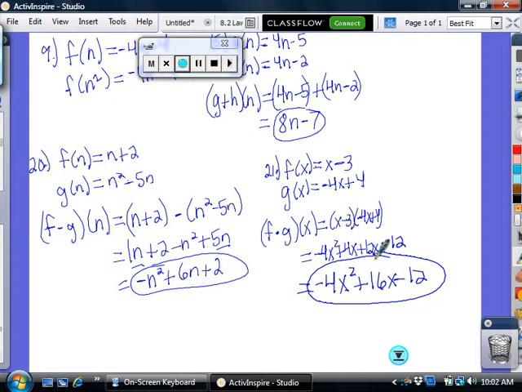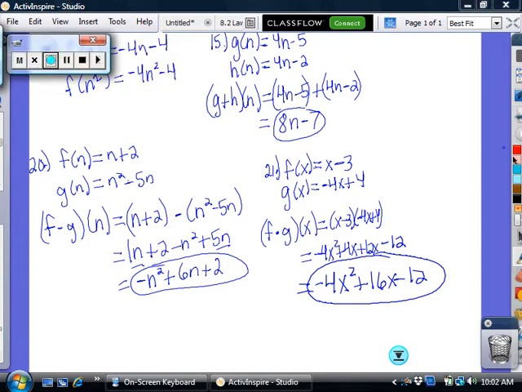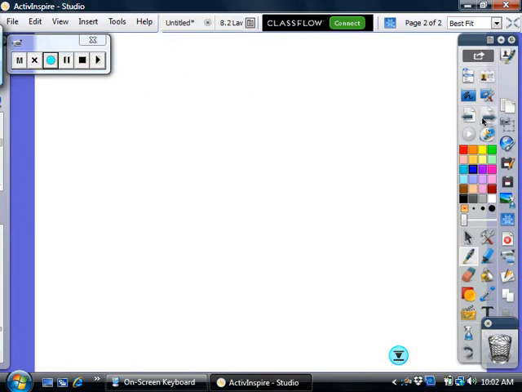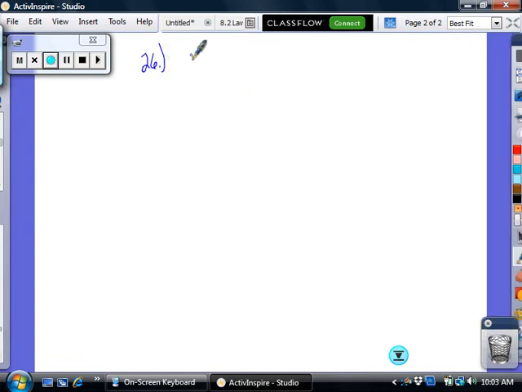Add, subtract, multiply, divide. Divide's next. When you divide, you have to remember that there's a restriction. You can't divide by 0. So let's look at number 26. We have g of n, which is n squared plus n. And we have f of n, which is n minus 1.